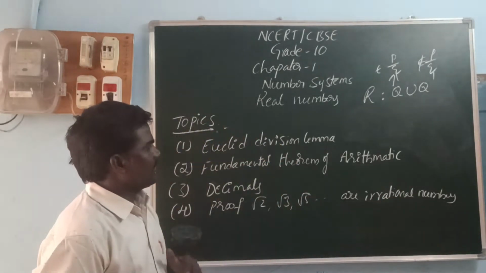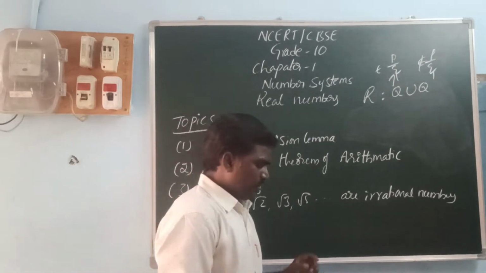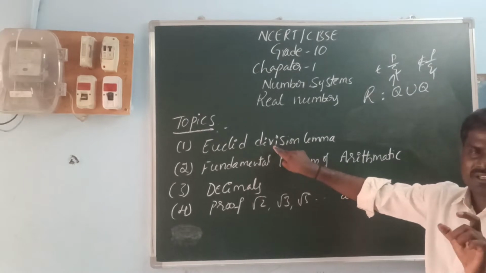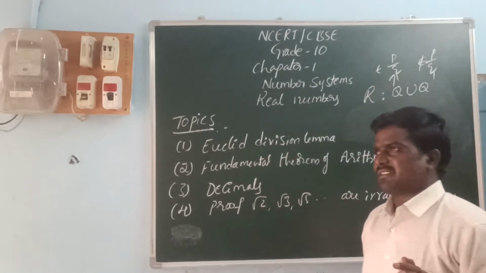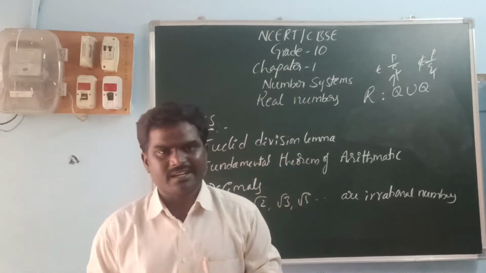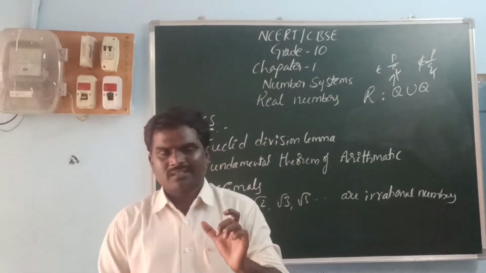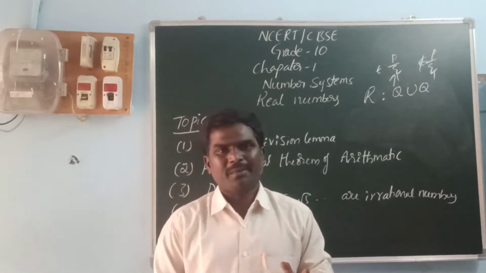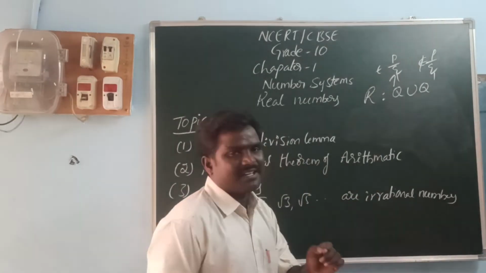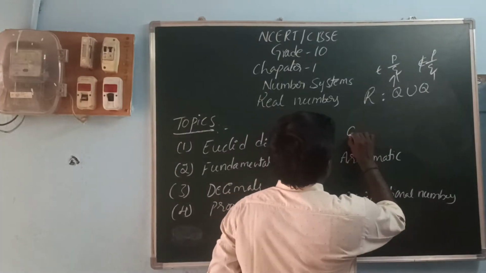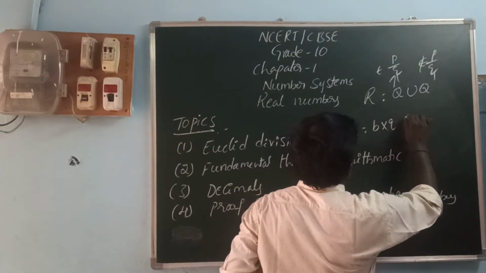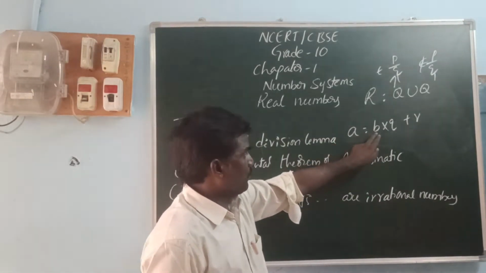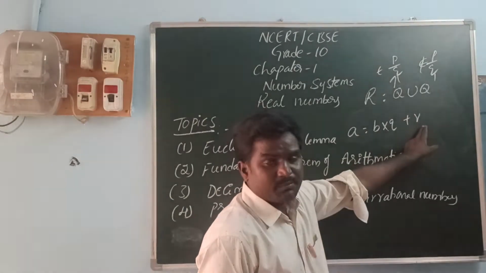So the first topic, Euclid division lemma. The word is new, but this rule we already know from lower classes, that means 6th, 7th, 8th grades. What is the division rule? Dividend is equal to divisor into quotient plus remainder. Here it is the same, but we take letters. A is equal to B into Q plus R, where A is the dividend, B is the divisor, Q is the quotient, and R is the remainder.